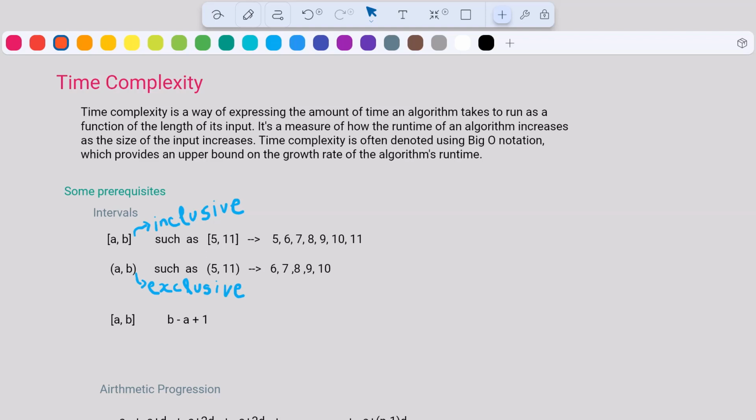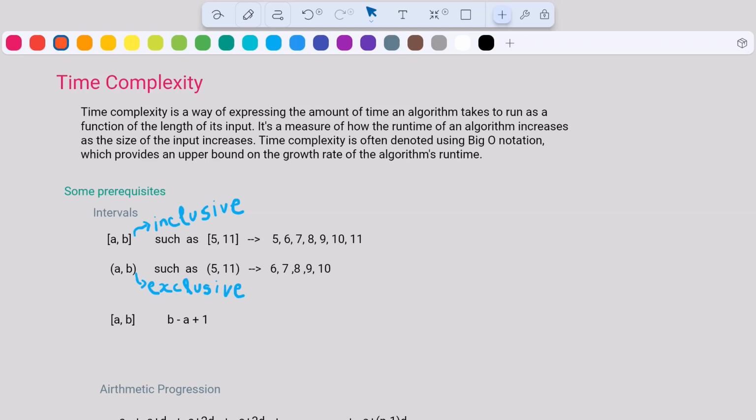It is calculated with the help of a function of the input. You can also say that it is a measure of the runtime of an algorithm, and generally it is denoted with the Big O notation, which is just the upper bound for any growth rate for an algorithm's runtime.